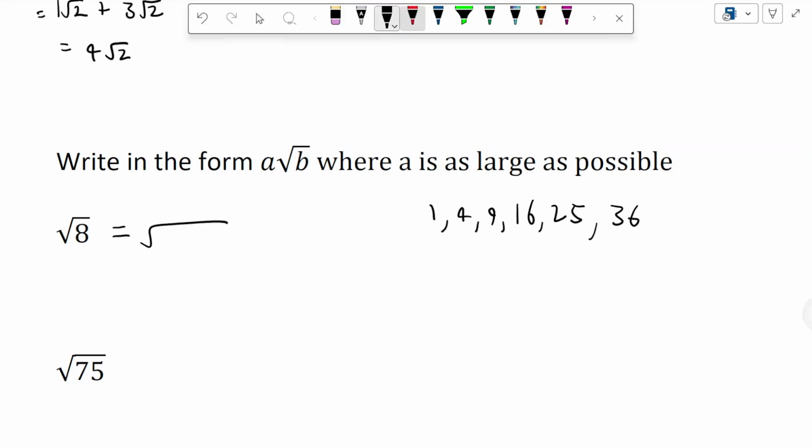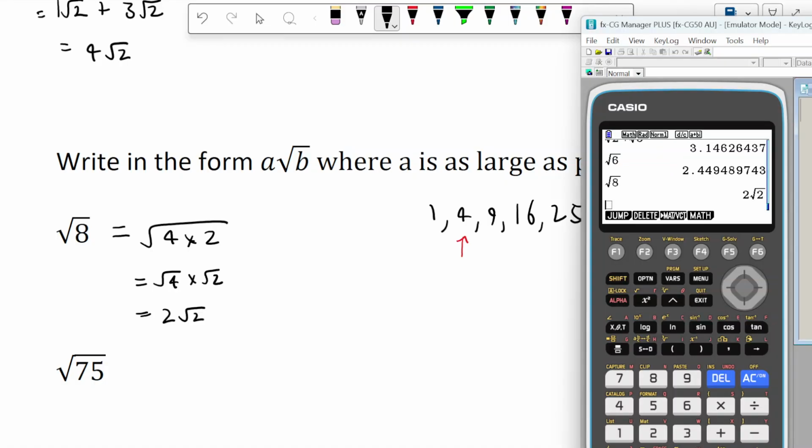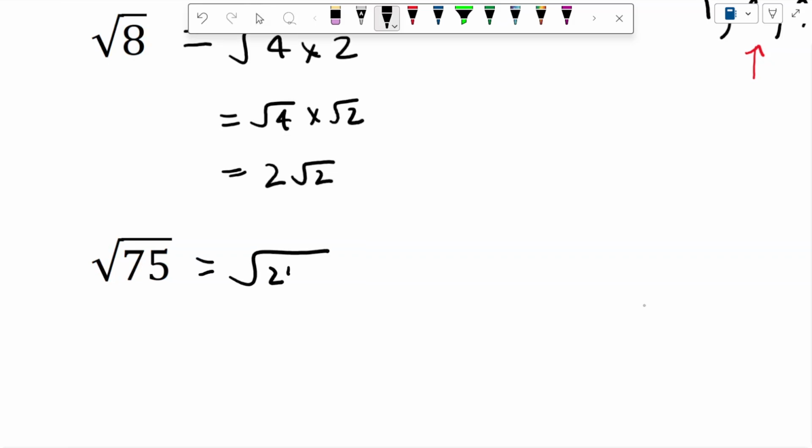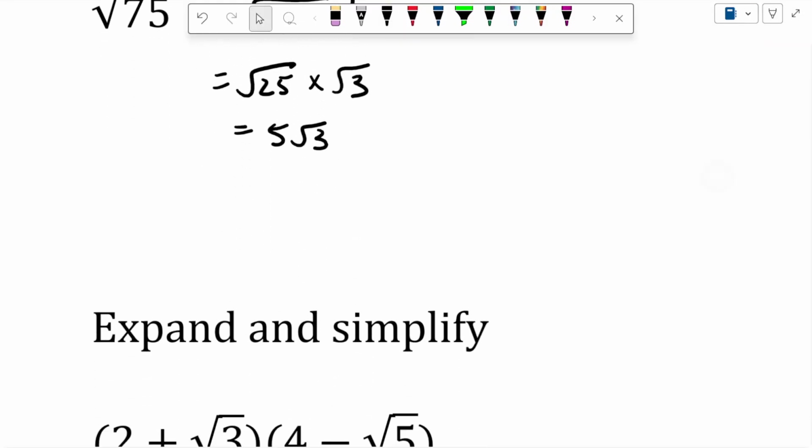We notice that we can write 8 as 4 times something. That's the biggest number we can pick in that list, so we can write it as 4 times 2. So we can split this up to root 4 and root 2. Root 4 is 2, and root 2 is root 2. So that's where you get 2 root 2. Similarly, on the calculator, if I look at root 75, it says it's 5 root 3. Where it's getting that from, this is root of 25 times 3, and root of 25 is just 5. That's how you get that one there.